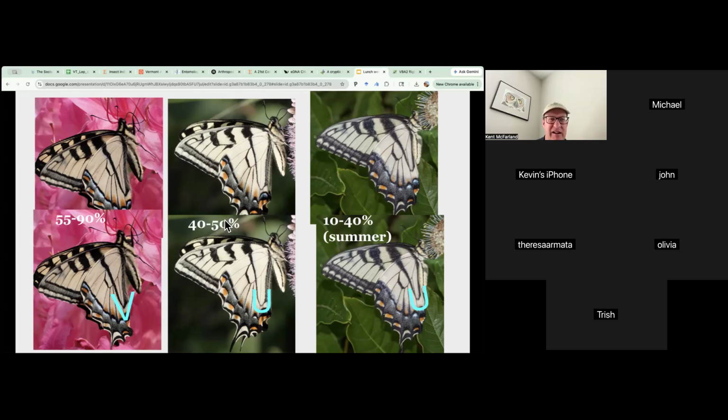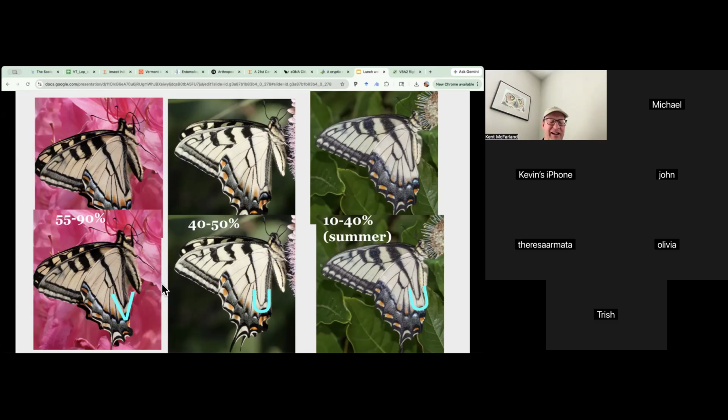So again, you can't just use one field mark. But if it's the extreme, then you can. So it's 50% or 40%, which this is here. Then you've got midsummer tiger swallowtail. And then the really thin one, which is 10 to 40%, it's just thinner, is eastern tiger swallowtail.